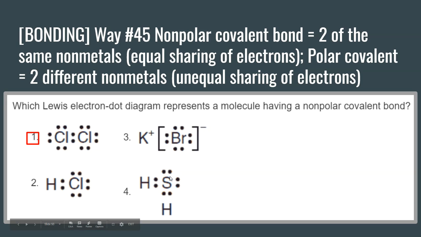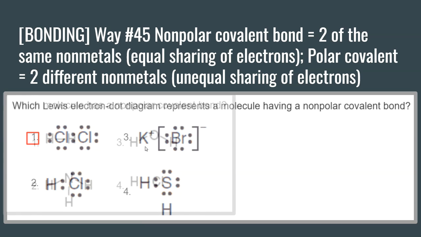Chlorine has more, sulfur has more, so that side of the molecule is going to be more negative, and the hydrogens, in most cases, will be positive. So these are polar covalent molecules. Answer choice 1 is a nonpolar covalent molecule. Number 3 is an ionic compound.